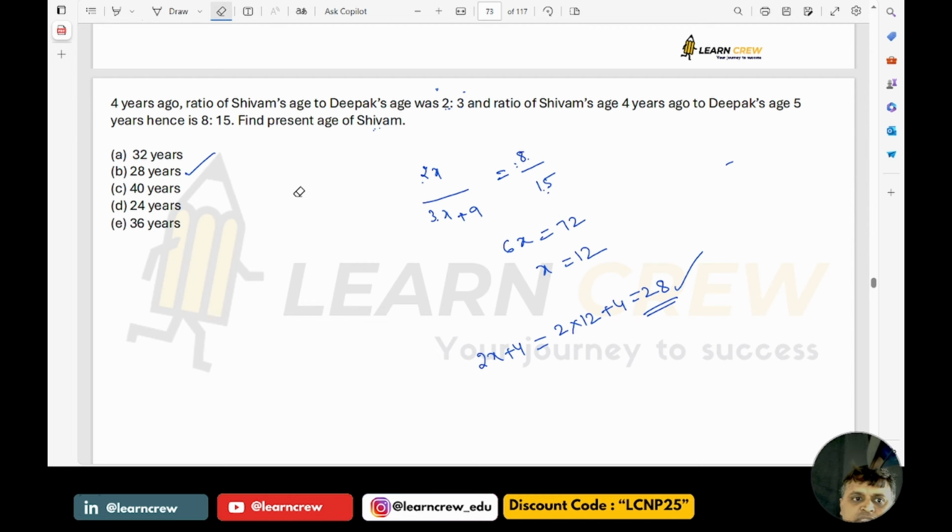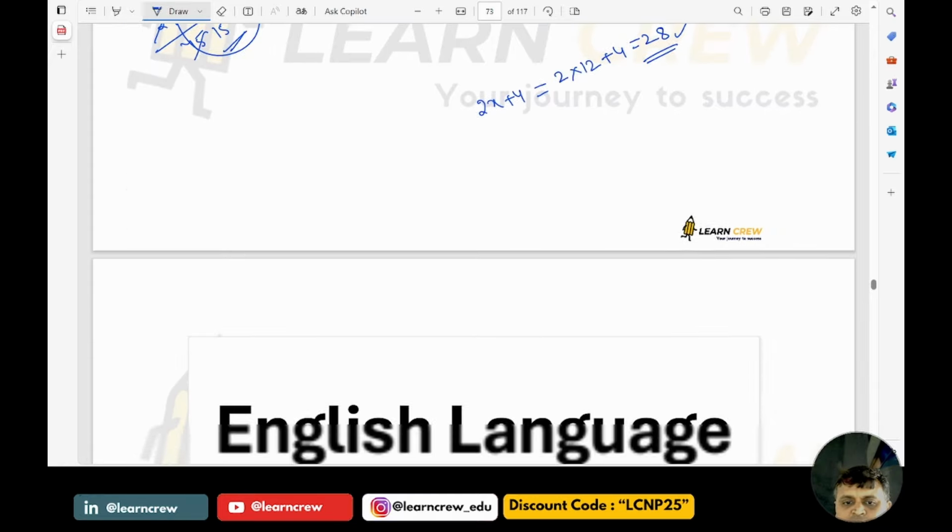If you see the second option, present age is 28, which means 4 years ago 24. If 2 parts is 24, 3 parts will be 36. 36 plus 9 is 45. So 3 8s are 24 and 3 15s are 45, satisfied. So the 8:15 ratio is satisfied with option B. Option B. Next one.